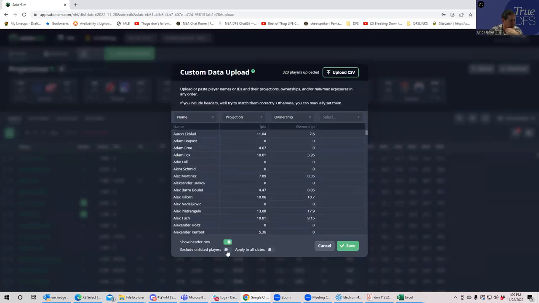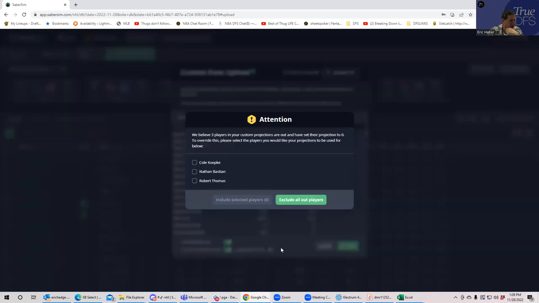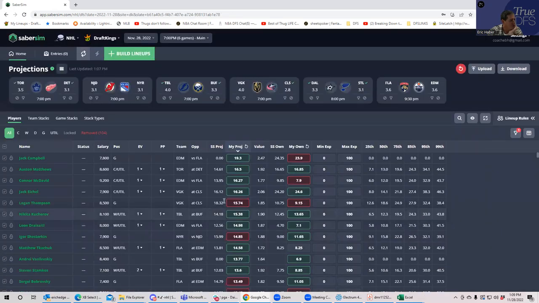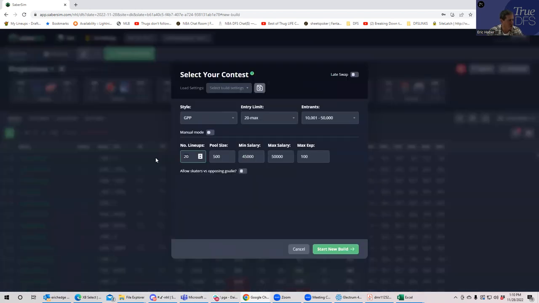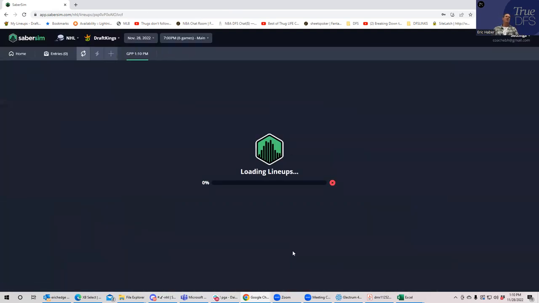So upload them, exclude unlisted players. These guys are all out, so let's just exclude them for now. So what you see is it's replaced the SaberSim original projections with mine and SaberSim's ownerships with mine. And then we're going to build lineups. Let's build 150. And we'll see what kind of exposure we get.